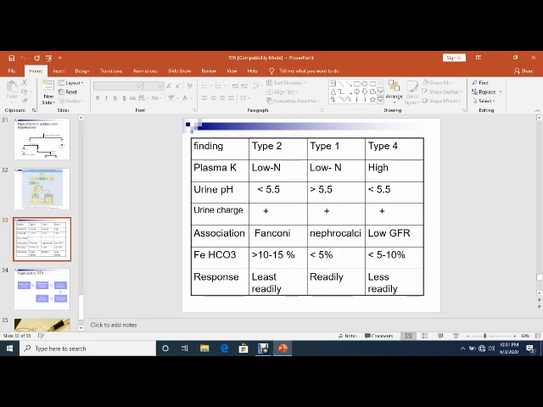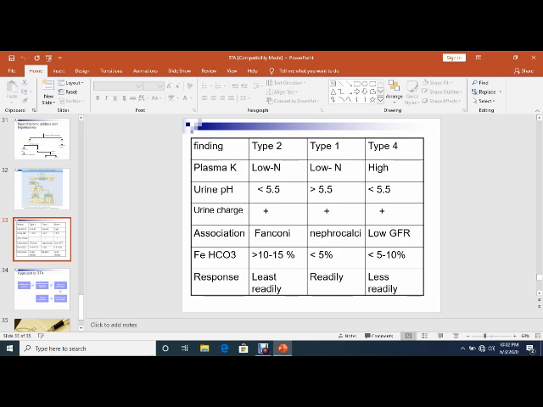If you check the fractional excretion of bicarbonate, in case of type 2, it should be more than 10 to 15%. In type 1, less than 5%, and in case of type 4, 5 to 10%. Regarding response, type 2 responds least readily, type 1 responds quickly, and type 4 is also less responsive.